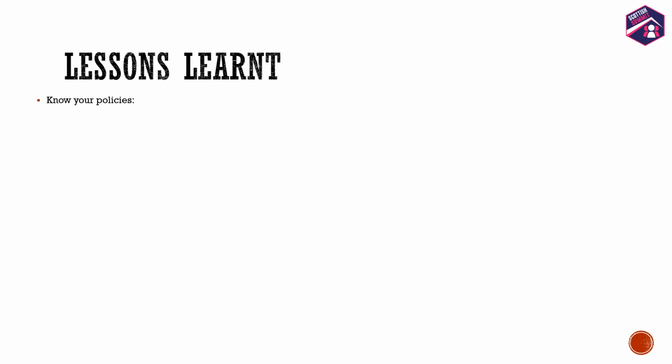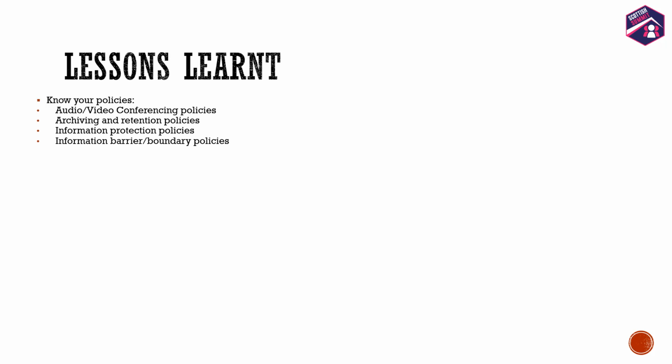Lessons learned. Know the policies of what is working and not working, or switched on or switched off within the organization, because every organization is quite unique, and they're very particular in certain things. Archiving and retention policies need to be known up front, actually. Information protection policies, the barriers and the boundaries, I mentioned this.